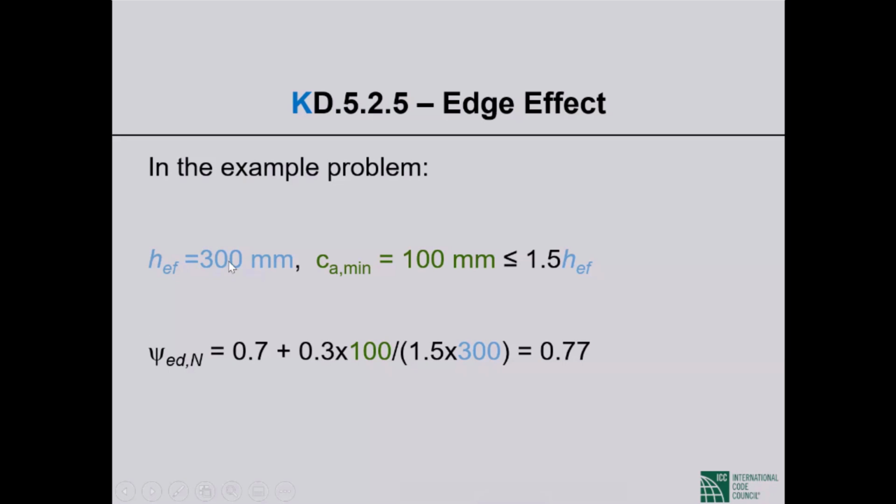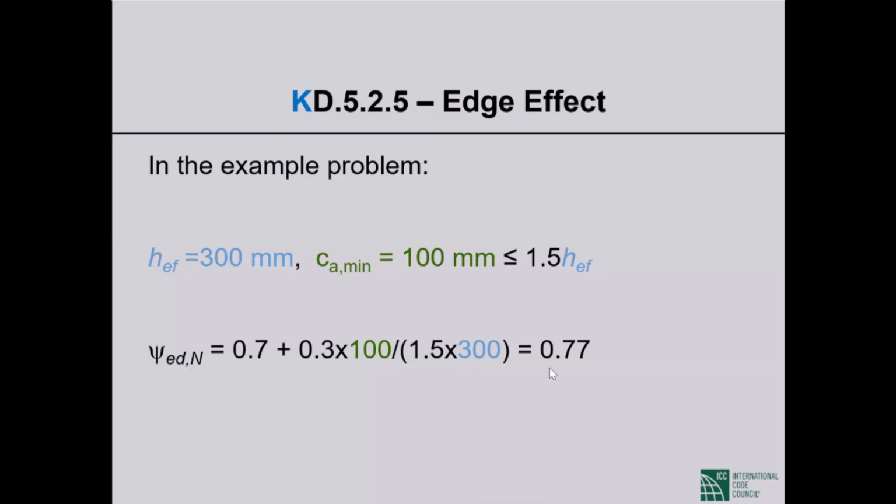So we have effective depth of 300 millimeters, minimum edge distance of 100 millimeters, which is less than 1.5 times the embedment depth. So our correction factor is 0.7 plus 0.3 times the minimum edge distance of 100 divided by 1.5 times the embedment depth, which is 0.77. Because the anchor group is so close to the edge, 100 millimeters as opposed to 1.5 times embedment depth, which is 450 millimeters, we lose 23% of strength. That's what it means.